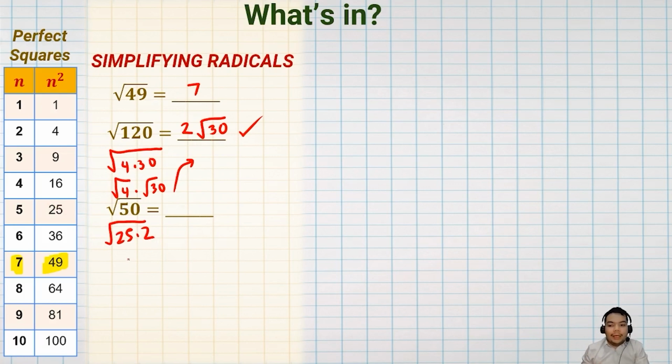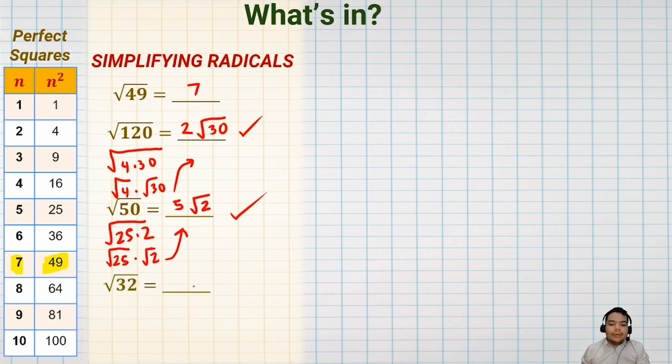That's 50, diba? So from that, we can separate the radicals. We have square root of 25 times square root of 2. So from this, we can have an answer. The square root of 25 will be equal to 5, so it can be simplified as 5. Then the square root of 2 will just be square root of 2. So the simplified form of square root of 50 will be equal to 5 square root of 2. Gets po? Okay.